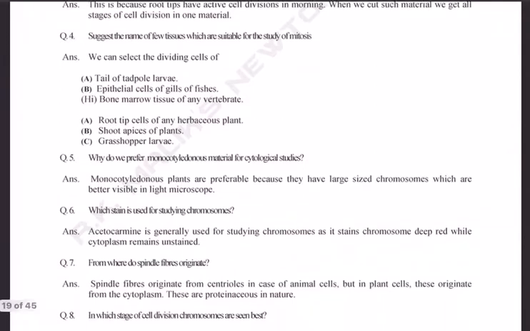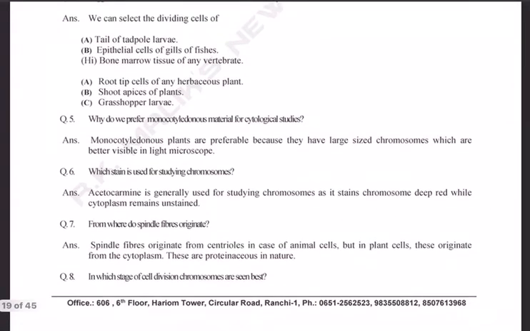From where do spindle fibers originate? The spindle fibers originate from centrioles in case of animal cells, but in plant cells these originate from the cytoplasm. These are proteinaceous in nature.